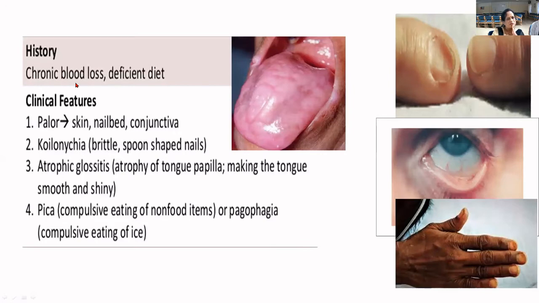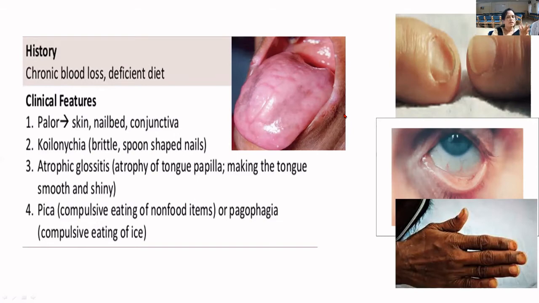So history, what all should we ask? Chronic blood loss, deficient diet. Then clinical features, it's a repetition. So this is a pale bald tongue, and then pallor in the conjunctiva, spoon-shaped nails. So a doctor need not always look for the signs.